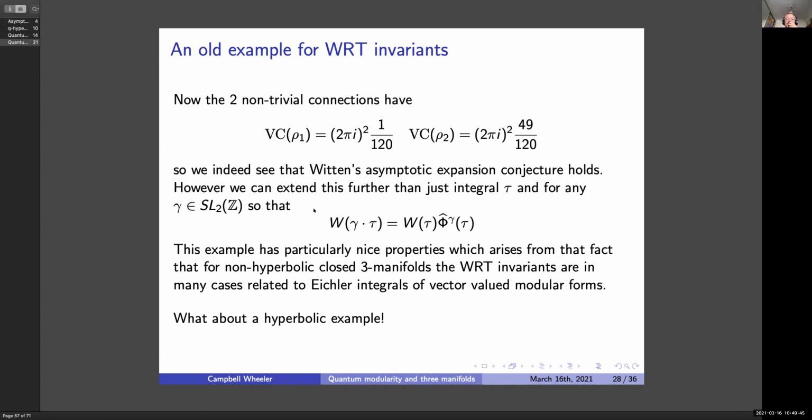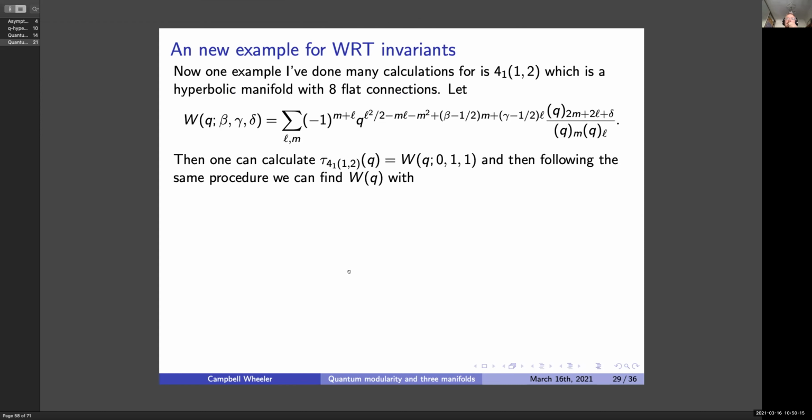So that's nice. I said that it's particularly modular in this example, and that's because you can actually write out the invariant as an Eichler integral of an actual vector valued modular form. But this is sort of all known. Maybe it wasn't packaged in this nice equation that we have now, but this was all known. So how does this relate to a hyperbolic example? I'll try and wrap this up quick now. About 10 minutes. Okay, great.